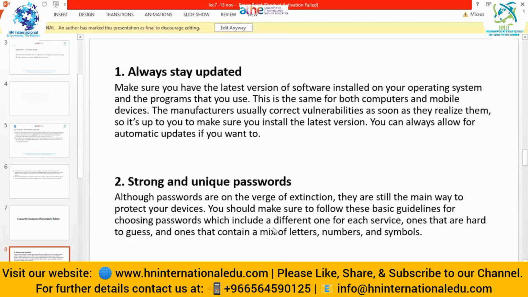So although passwords are on the verge of extinction, they are still the main way to protect your devices. You should make sure to follow these basic guidelines for choosing passwords, which include a different one for each service, ones that are hard to guess, and ones that contain a mix of letters, numbers, and symbols.